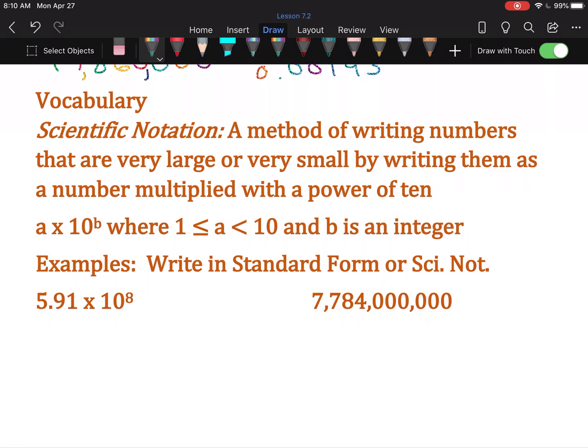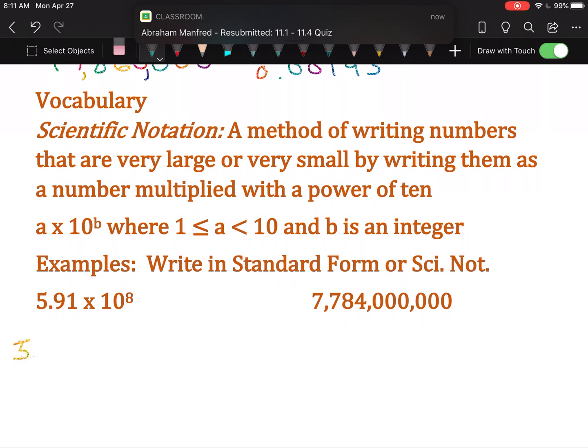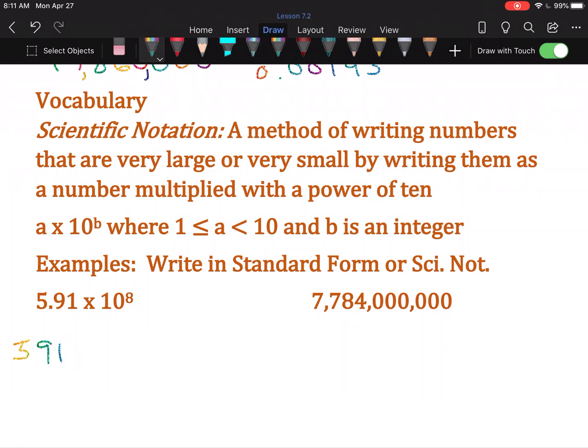So 5.91 times 10 to the 8th, we've already done 2 examples like this. Transferring to standard form is very easy. 10 to the 8th, it's a positive 8. That means move your decimal point 8 times to the right. You can move it 2 times in the number that you were given, 5.91, which means there are 6 more spots to go. So we have to give this thing 6 zeros.